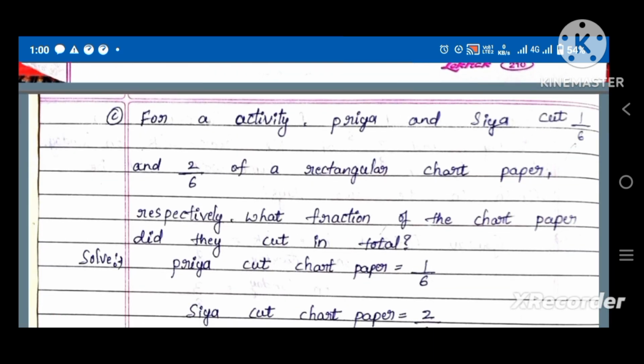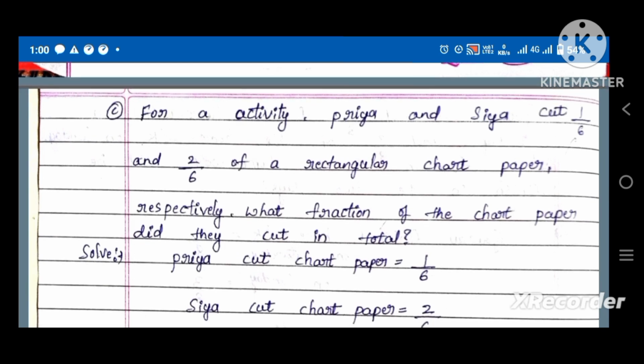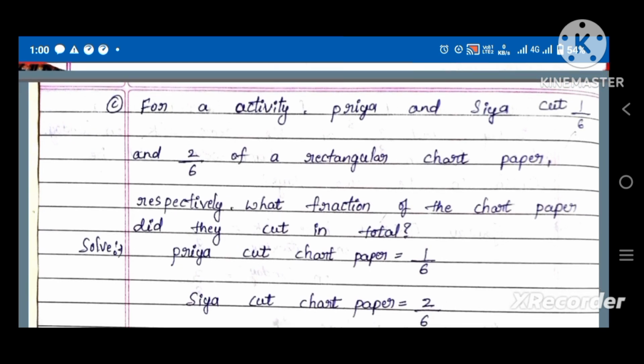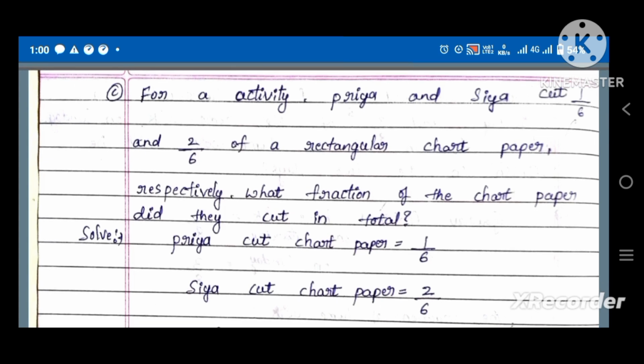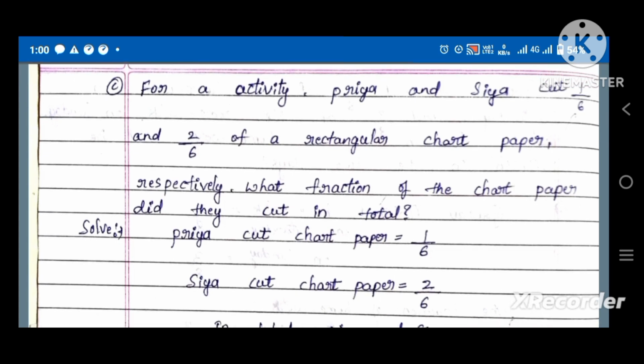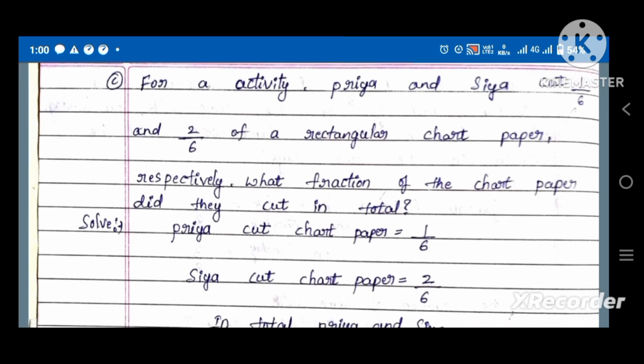C. For an activity, Priya and Sia cut 1 by 6 and 2 by 6 of a rectangular chart paper respectively. What fraction of the chart paper did they cut in total?